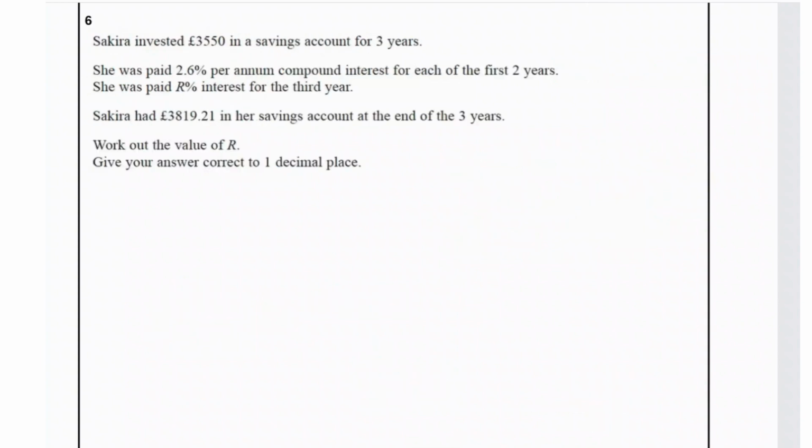Question 6, similar to the last one in some ways. Sakira's got £3,550 in a savings account for 3 years, and for the first 2 years she gets 2.6% interest. So 100 plus 2.6 is 102.6, which as a decimal is 1.026. So we're going to multiply by 1.026 for the first 2 years, so to the power of 2, and she was paid R% interest for the third year.